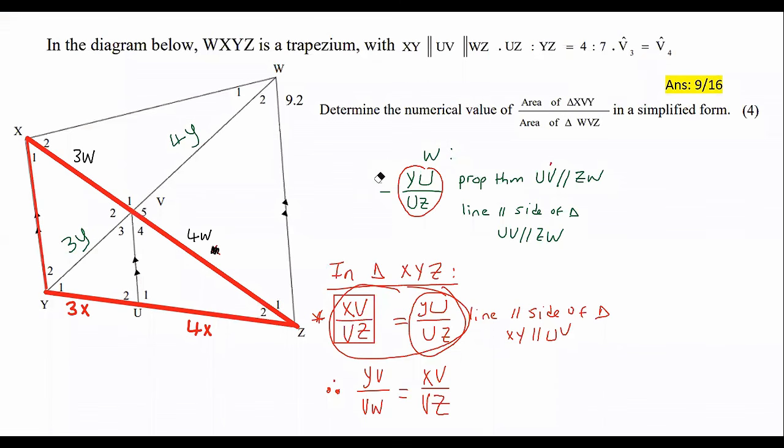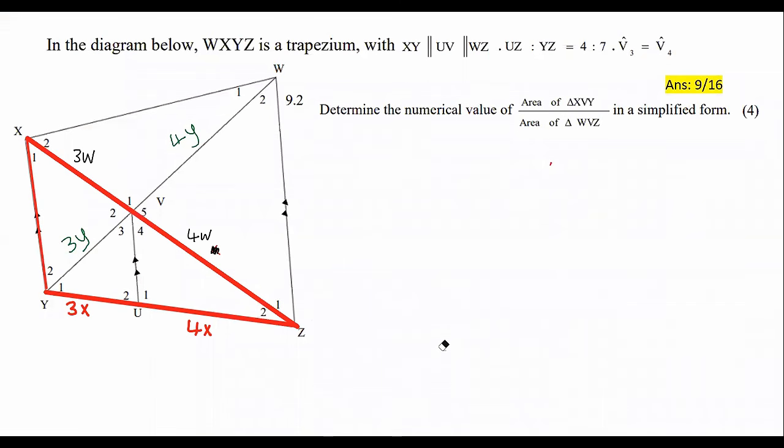So let's get rid of all of this stuff. Okay, this question says, determine the numerical value of the area of XVY. So let's go find that triangle quickly. XVY, where are you? Here you are. Okay, XVY, and then triangle WVZ. WVZ, where are you? Oh, here you are. W, V, and Z.